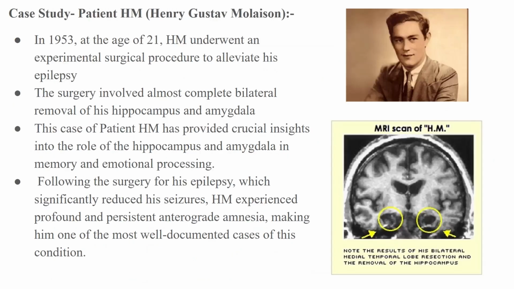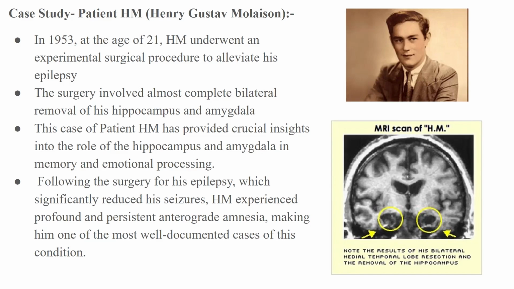Then moving on to the case study, patient HM, Henry Gustav Molaison. So in 1953, when HM was 21 years old, he underwent an experimental surgical procedure to alleviate his epilepsy. The surgery involved almost complete bilateral removal of his hippocampus and amygdala. This case of patient HM provided crucial insights into the role of hippocampus and amygdala in memory and emotional processing. So after his surgery, which significantly reduced his seizures, HM experienced profound and persistent anterograde amnesia.